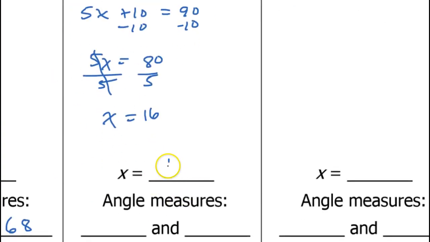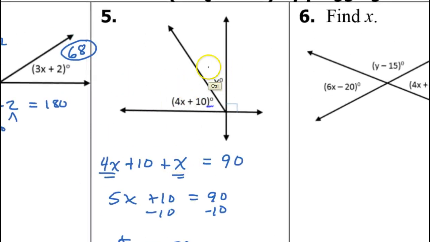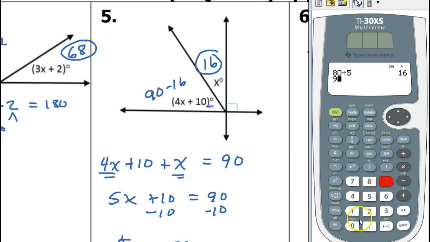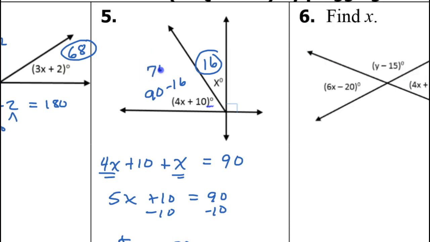Now that we know that x is equal to 16, we should be able to find the angle measures by plugging back in. So this is just x, so that means this is definitely 16. Now, I could put 16 in for x, or I could subtract from 90. I could just do 90 minus 16. So that's 74. So that means this angle over here must be 74. Together they make 90. So 74 and 16.